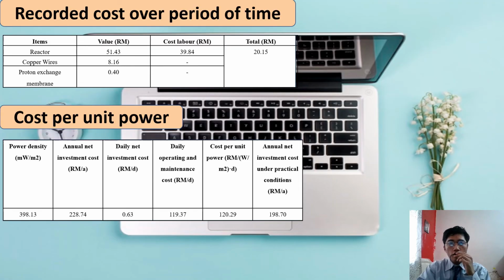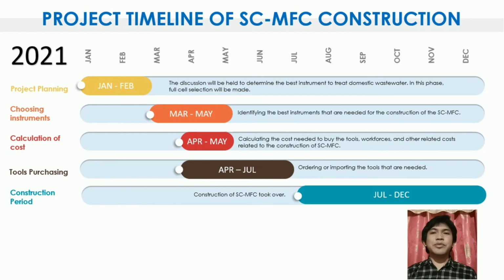The recorded cost over a period of time includes the reactor, copper wires, proton exchange membranes with a total of RM20.50. Lastly, the cost per unit power is RM120.29, and the annual net investment cost under practical conditions is RM198. This is our project timeline.